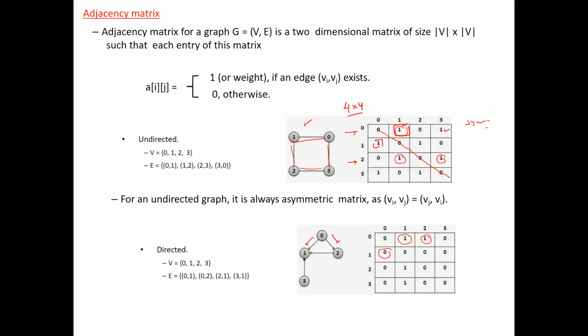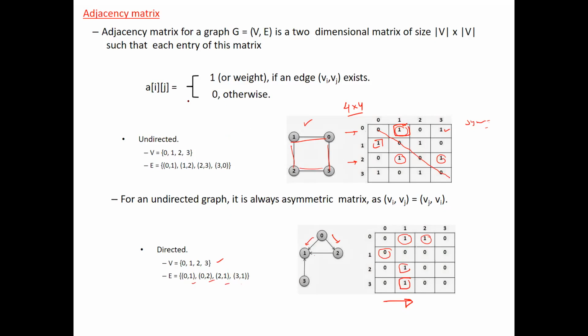So 3 is adjacent to 1, so this entry will be equal to 1. 2 is adjacent to 1, so this entry will be equal to 1. This will represent the adjacency matrix. So these are the set of edges and these are the set of vertices for the same.